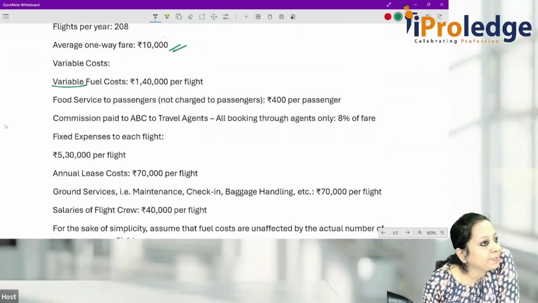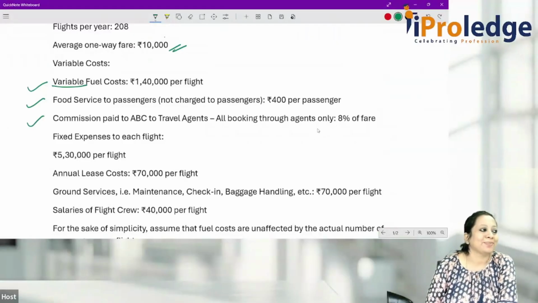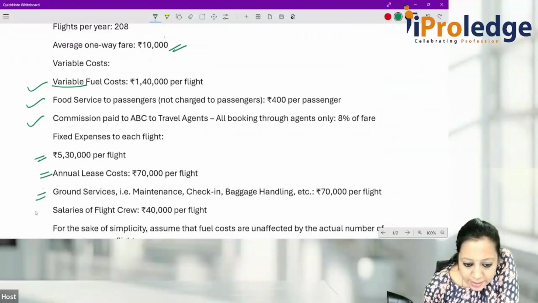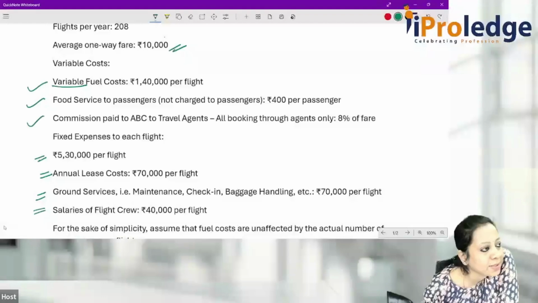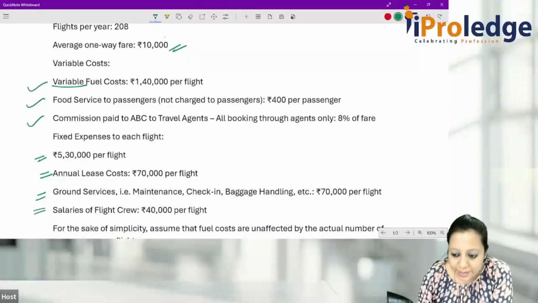Variable fuel cost. Variable food. This is also variable. Commission is obviously variable only. What are all fixed? Fixed expenses are already given: lease charges, ground charges, and salaries of flight crew. All right, students, so all these we will take into consideration and proceed.